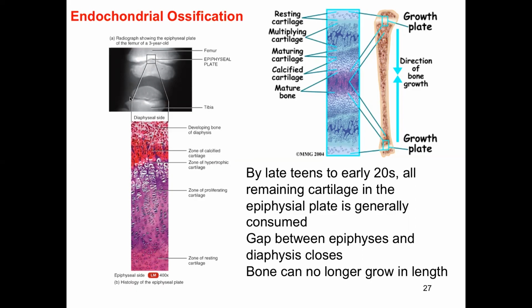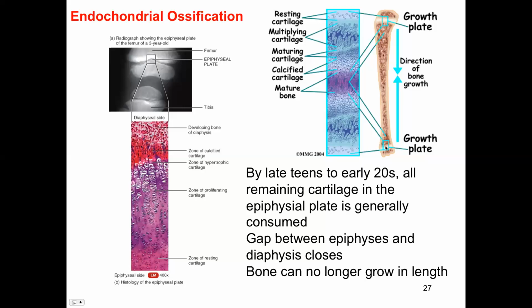This is how they can tell if a skeleton is of a young person or someone who's mature, because this would be filled in. By the late teens to early 20s, all of the remaining cartilage in the epiphyseal plate is going to be consumed, and this seeming gap is going to be closed. So the bone can no longer grow in length. And you've got a growth plate on both sides of the bone, so it's going to be growing on both sides.